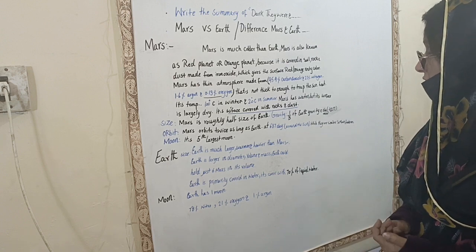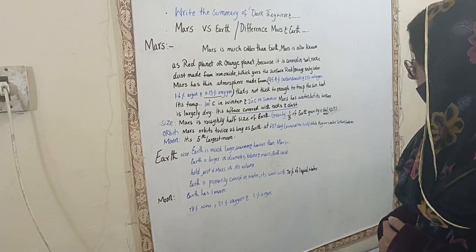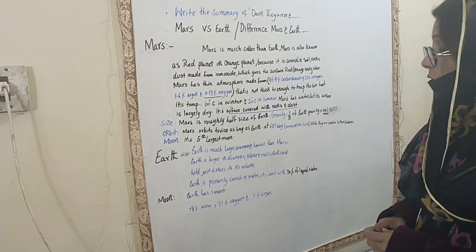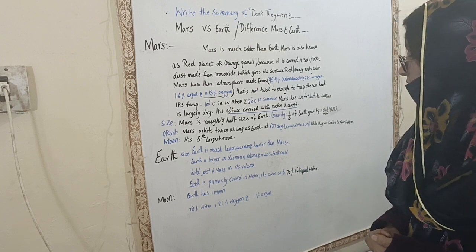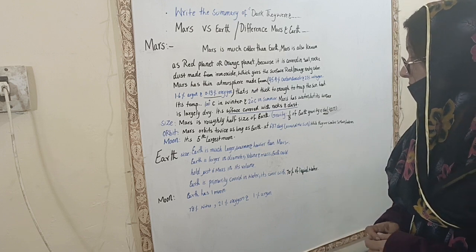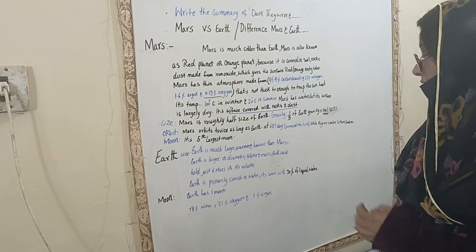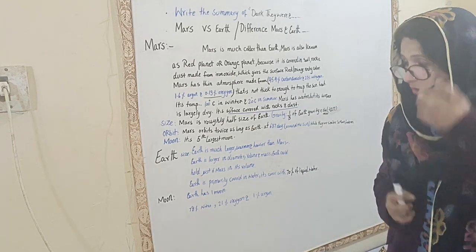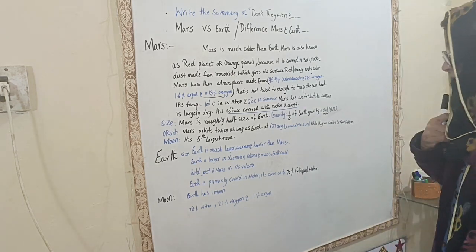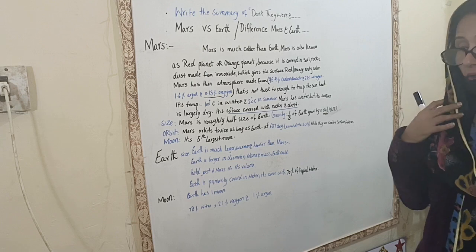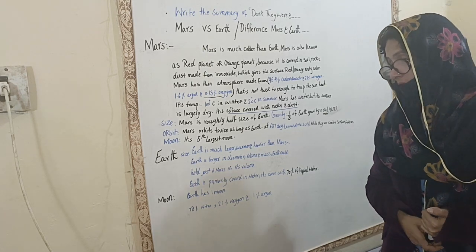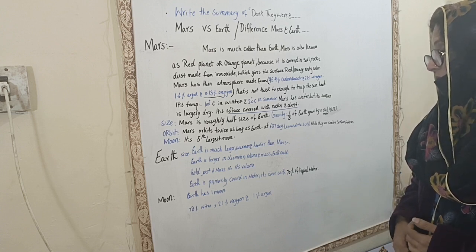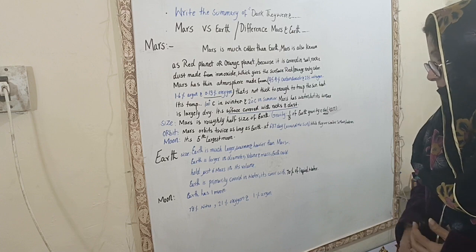Earth is larger in diameter, volume and mass. Earth could hold just 6 Mars in its volume. Earth is primarily covered in water. It's covered with 70 percent liquid water. And Earth has one moon and 78 percent nitrogen, 21% oxygen, and 1% argon.